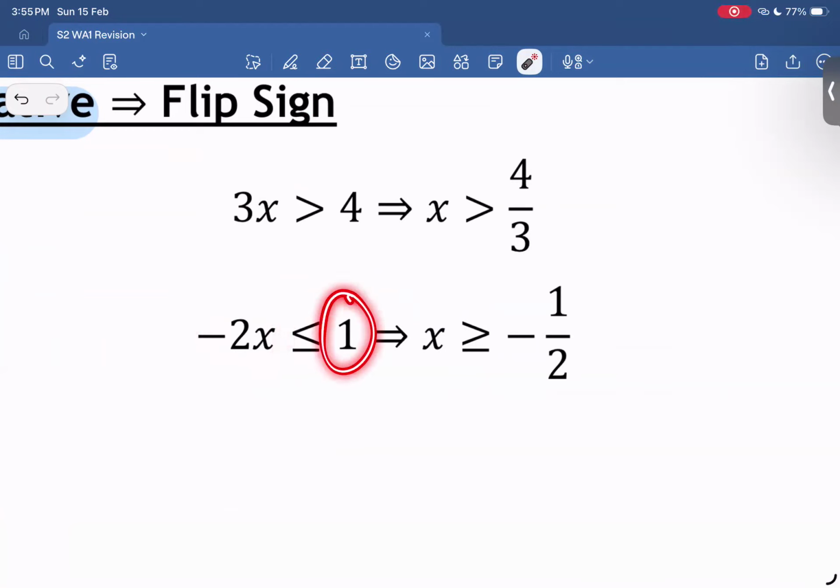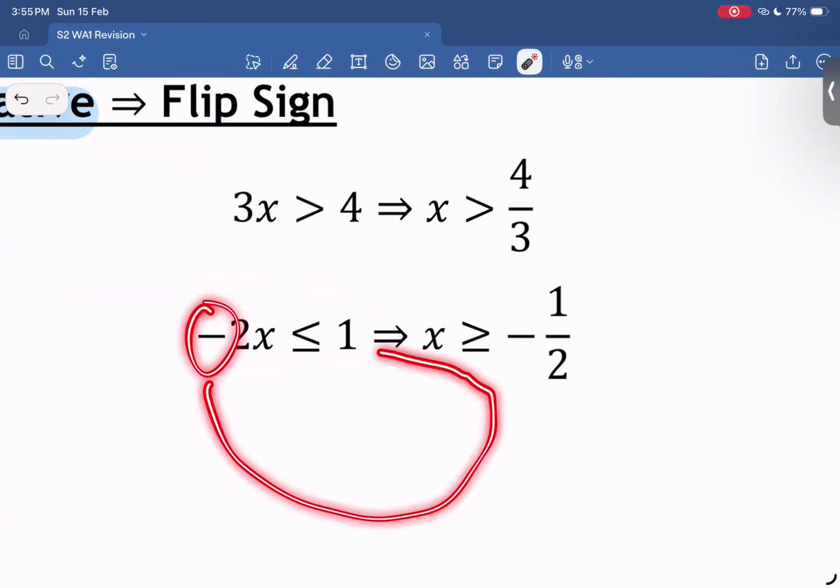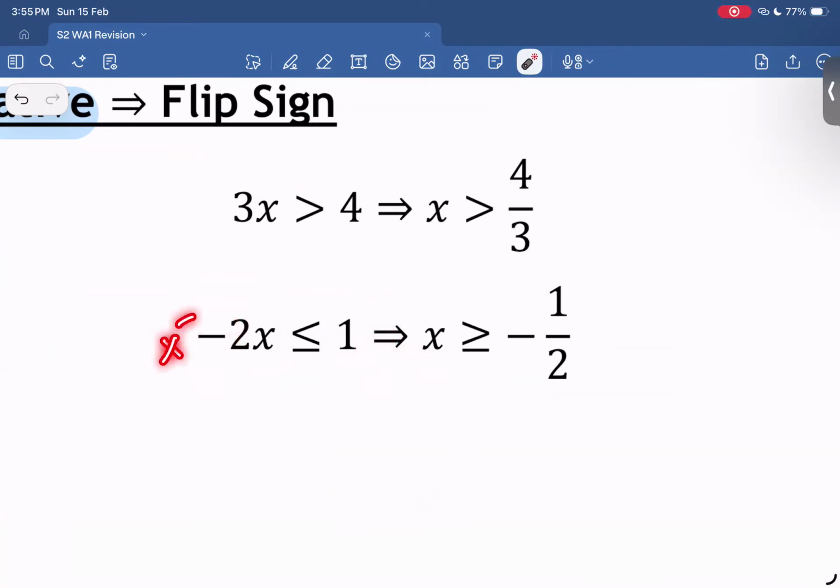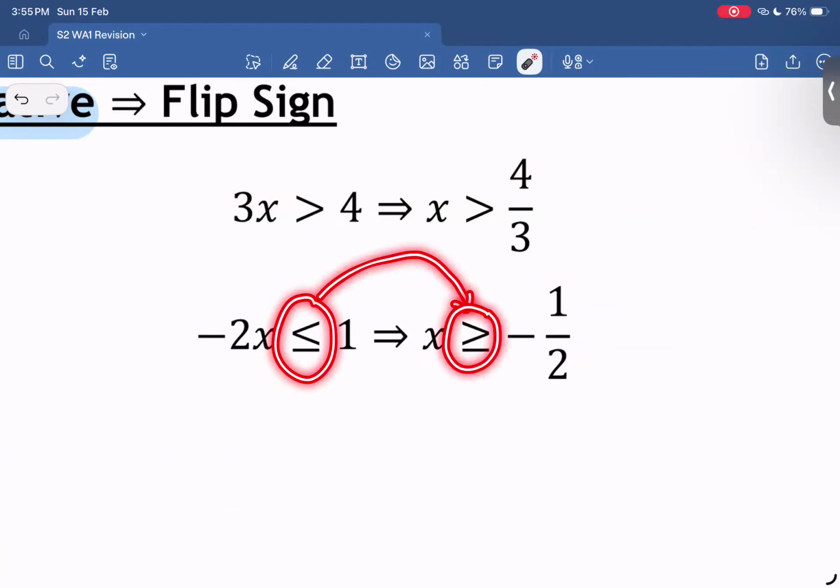So when that happens, this is where you realize, on the left-hand side I've got a negative, and my x should never ever have a negative when I'm solving. I need to bring this negative over to the other side. So how do I do that? I can times negative 1. When I times negative 1, I'm actually getting rid of the negative, because negative times negative becomes a positive. But now, when I times a negative, this is where your sign must turn the other way around.